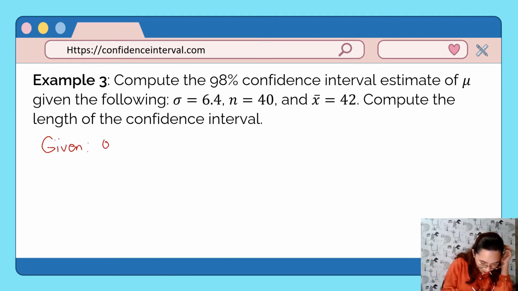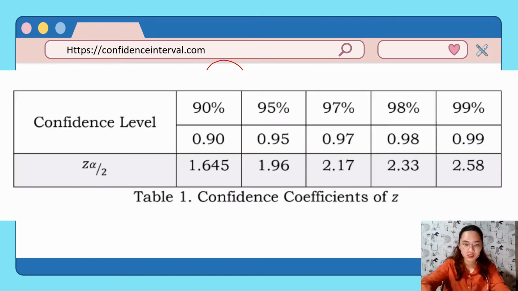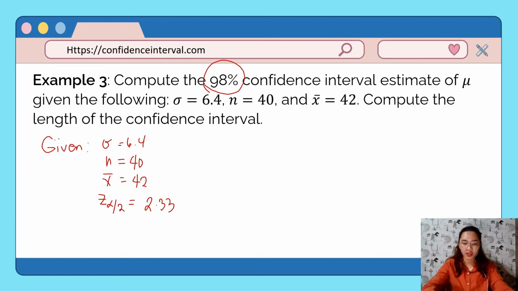Yan. Population standard deviation is 6.4. The sample size is 40. Sample mean is 42. So, ang hahanapin natin isa is the Z alpha over 2. Hanapin natin ang Z alpha over 2 natin kapag 98% confidence interval po siya. So, kapag 98% daw po is 2.33. Ayan. So, kaya na natin computing yung margin of error natin.